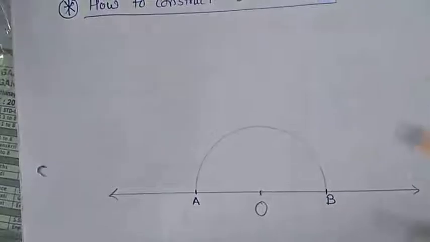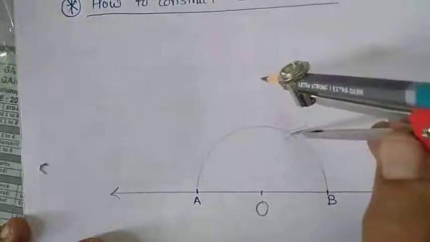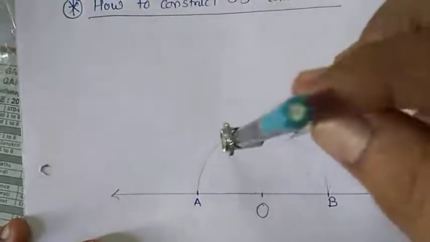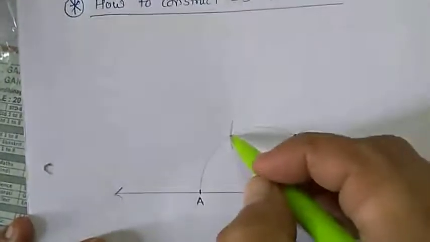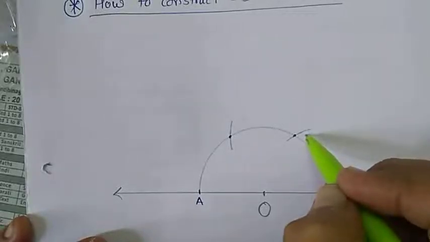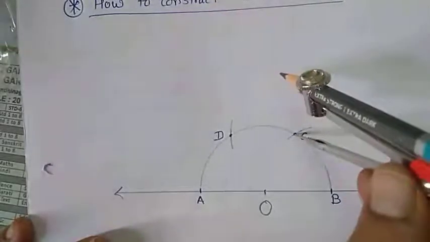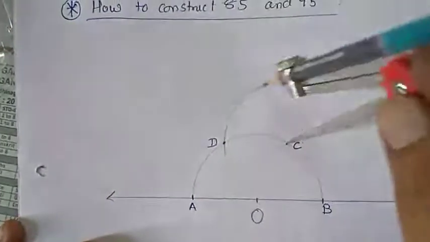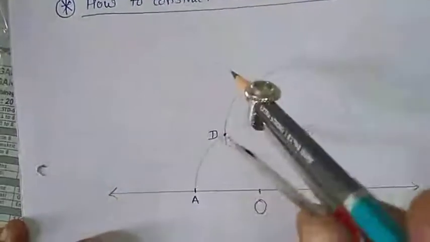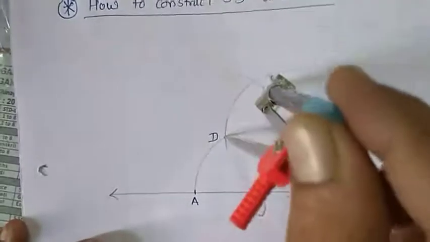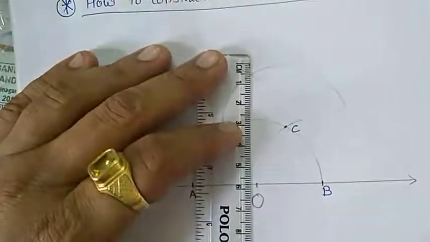Now we know that the same measurement from B as center will give us 60 degree, and taking this we will get 120 degree. So we can name these 2 points as C and D. Okay, continue. Now taking C as center, I can draw an arc like this, and from D if I draw, it will give you 90 degree.